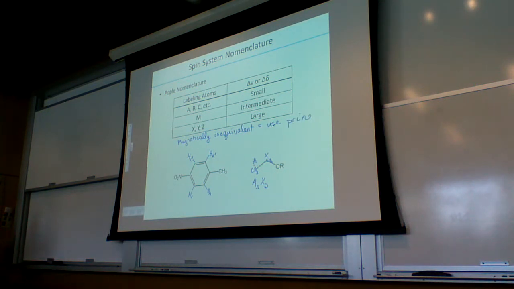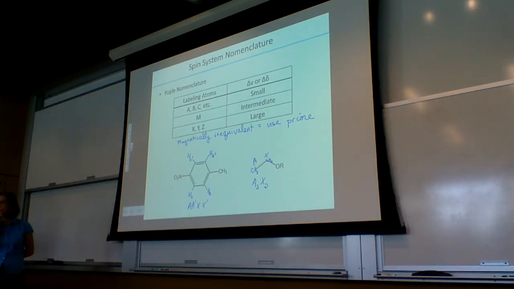And we'll use a prime next to that to indicate that they are not equivalent. So total of the system, we have an A, an A prime, an X, and an X prime. And we'll be using this kind of nomenclature.